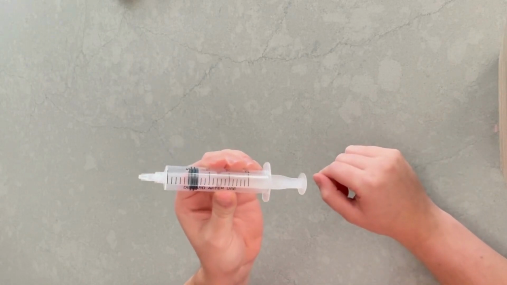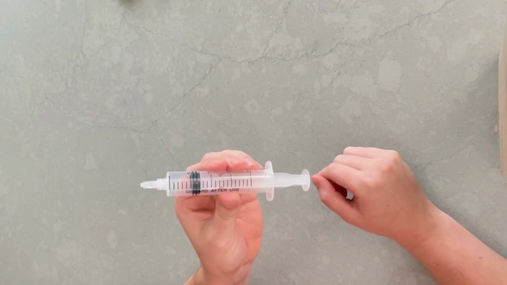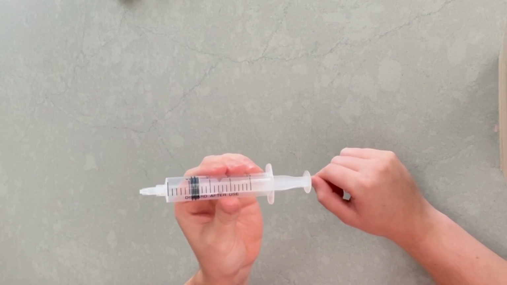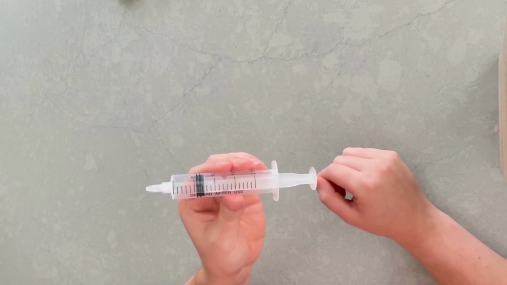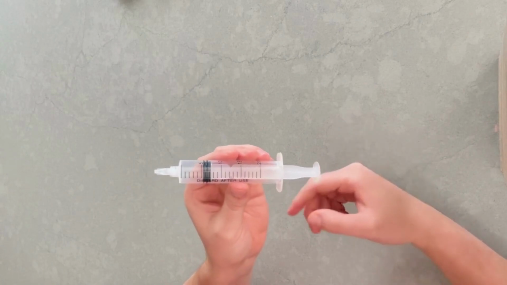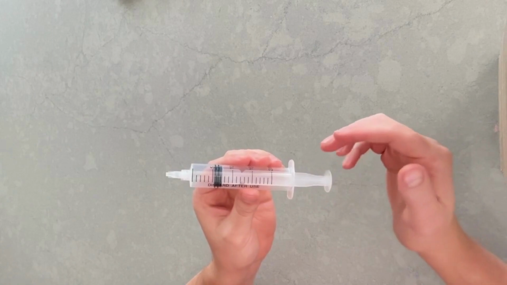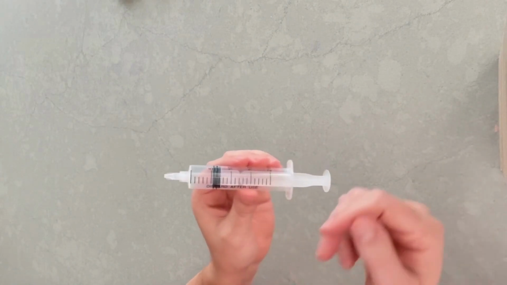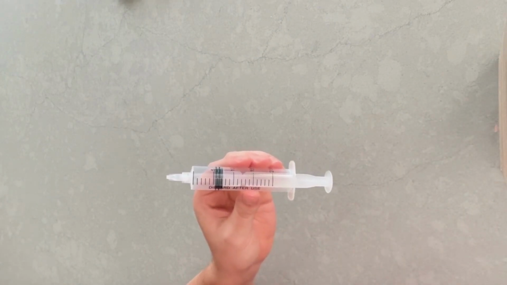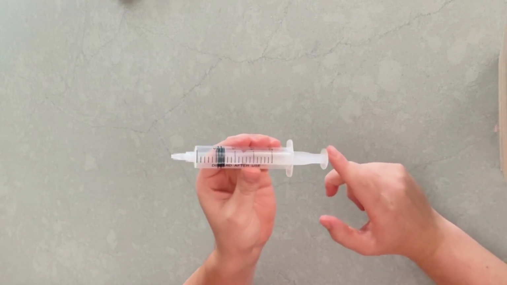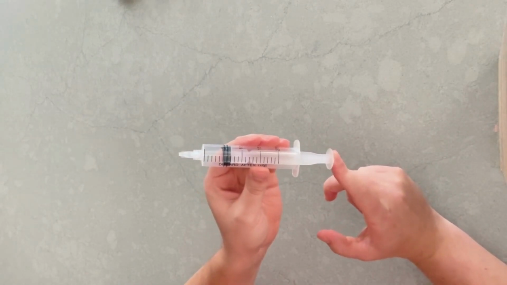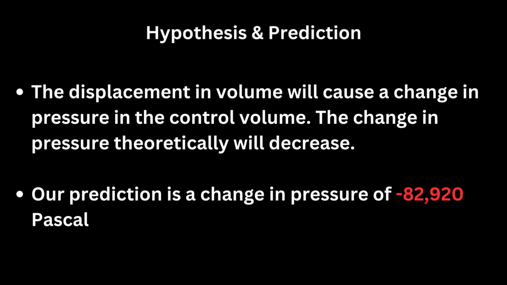With the knowledge of that force, we can determine the change in pressure using the pressure equals force over area equation. In this experiment, we will be using the ideal gas assumption for the water and air inside of the controlled volume. We'll also be following Boyle's Law principles. The prediction for our experiment is that there will be a change of negative 82,920 pascals within our control volume.